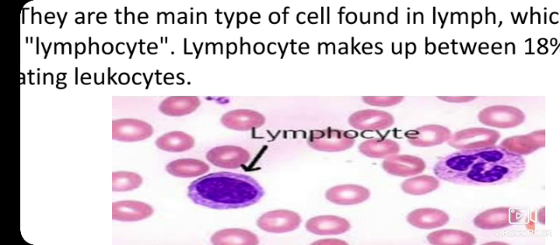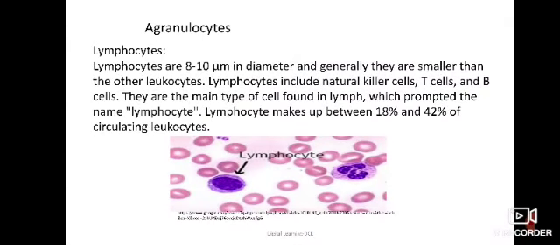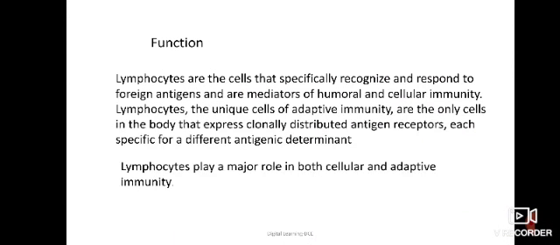Nuclear chromatin is coarse and lumpy, that is, shapeless. Cytoplasm is pale blue, you can see in the picture, scanty. Its amount is always less than the amount of the nucleus. The functions of lymphocytes include: they are the cells that are specially organized to respond to foreign antigens and are mediators of humoral and cellular immunity.